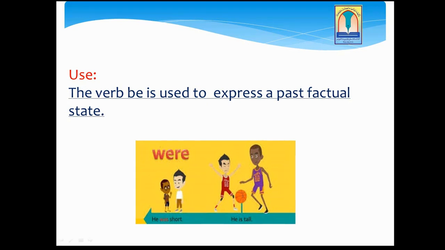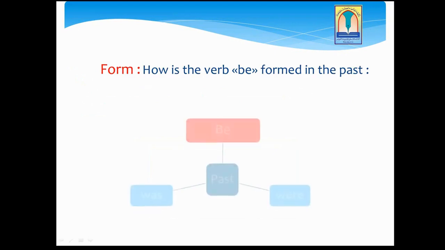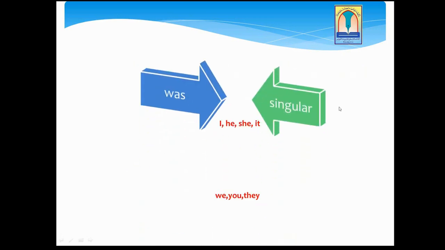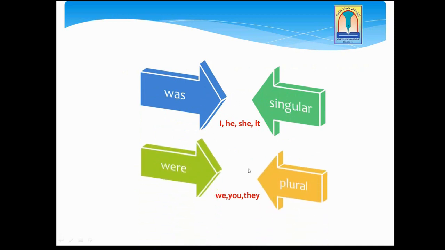Now, let's see how the verb be is formed in the past tense. The verb to be has two main forms, was and were in the past tense. We want to see now when we use was and when we use were. If the subject is singular, it takes was. If the subject is plural, it takes were. Singular subject pronouns such as I, he, she, it are followed by was, whereas plural subject pronouns such as we, you, and they are followed by were.